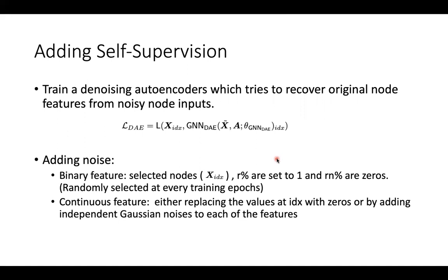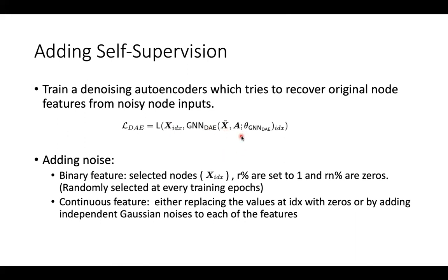So the idea is to train a denoising autoencoder, which tries to recover original node features from noisy node input. So you can see the loss: essentially they select some of the nodes to make them noisy, and through these noisy nodes, they try to minimize the loss between the original input feature and the denoised feature from this denoising GNN. And this denoising GNN takes the noisy node features as input and infers the graph structure from the graph generator.